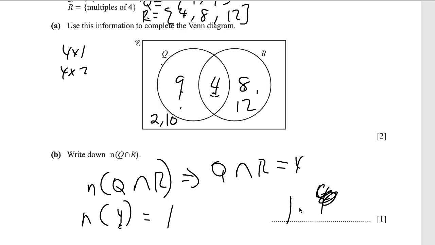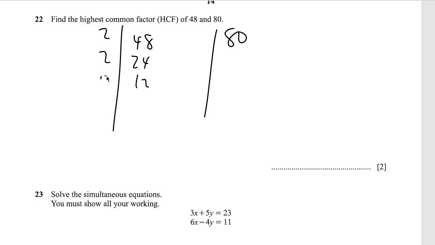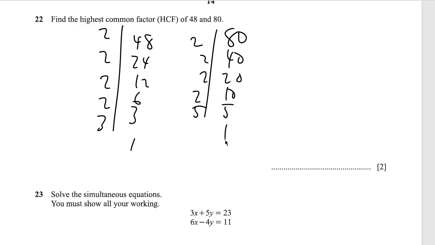So 1. Okay. So the next question says, find the highest common factor of 48 and 80. What you simply do, you could factorize this. So 2 here 24, 2 here 12, 2 here 6, 2 here 3, 3 here 1. 2 here 40, 2 here 20, 2 here 10, 2 here 5, 5 here 1.